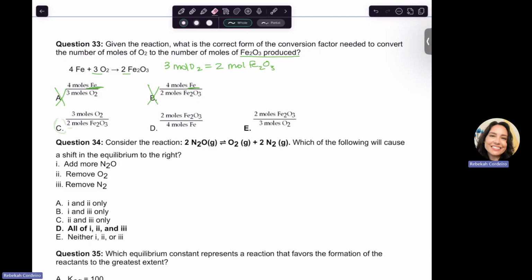This is one possibility. This one is a correct statement, but we have to see if it's the correct one to convert moles of oxygen to moles of iron 3 oxide. So we want to know how many moles of Fe2O3 from moles of oxygen. If I start with moles of oxygen, I would need to put moles of oxygen on the bottom and moles of Fe2O3 on the top. So that's why E is the answer and not C. C is the correct statement, it's just not correct for this particular problem. And again, we don't want moles of iron. We're looking for iron 3 oxide.